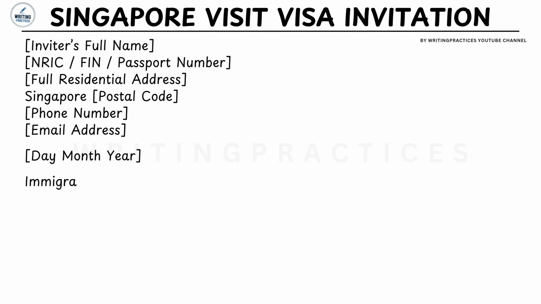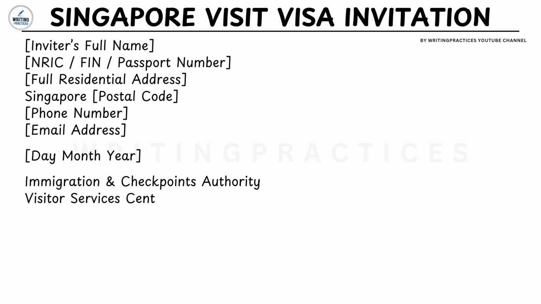Immigration Authority details. This section identifies the authority reviewing the visa application. Example: Immigration and Checkpoints Authority, Visitor Services Centre, Singapore. It formally directs your request to the correct government department. Addressing the correct authority shows professionalism and confirms that the letter is intended for official immigration processing.